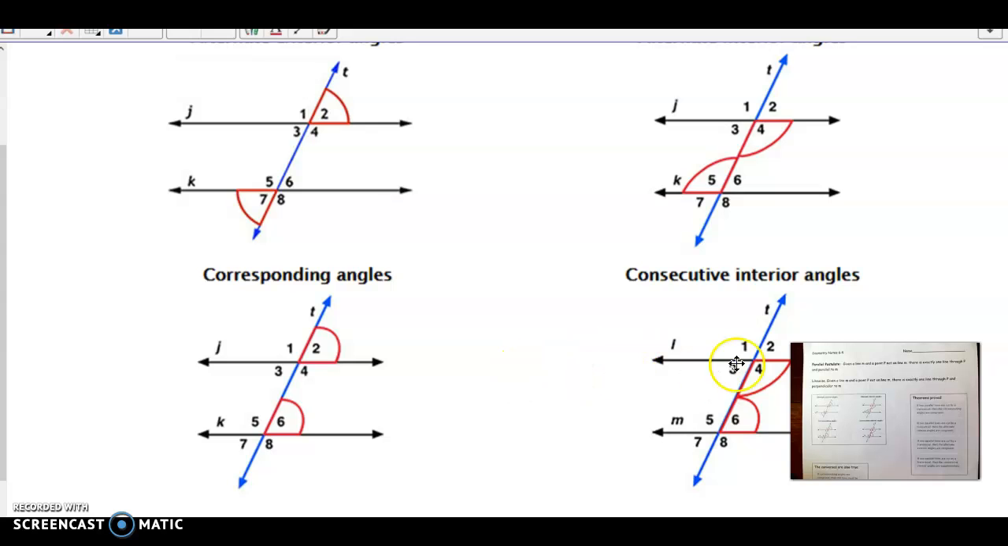Consecutive interior, remember, is just another way of saying same side interior, meaning they're on the same side of the transversal. They're both to the right of the transversal, angles 4 and 6 are. And interior, meaning they're inside those two lines J and K.